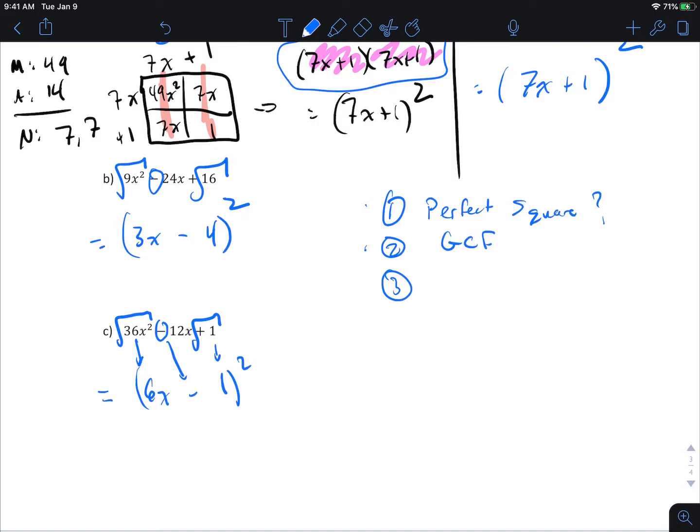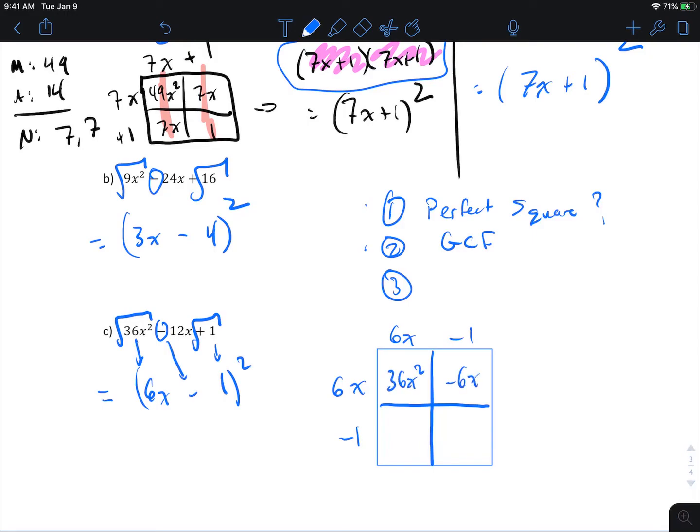And if you don't believe me, you can do this. Remember what we said? We can always do this to check. 6x minus 1, 6x minus 1. Fill in the inside: 36x squared minus 6x minus 6x plus 1. 6x minus 6x gives me the negative 12x, and there's my trinomial back.